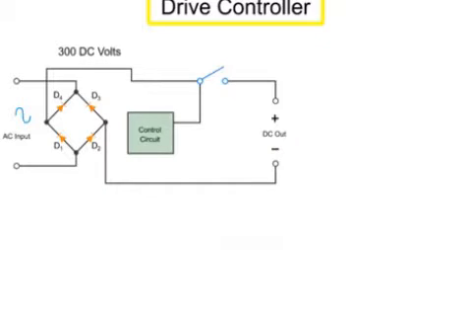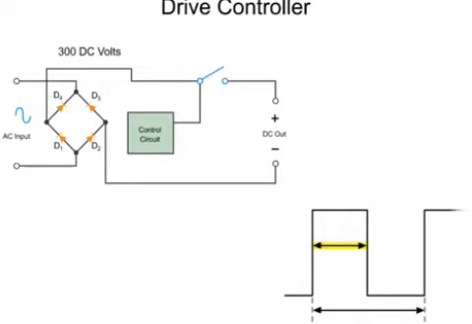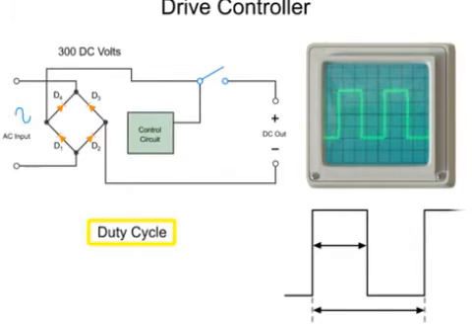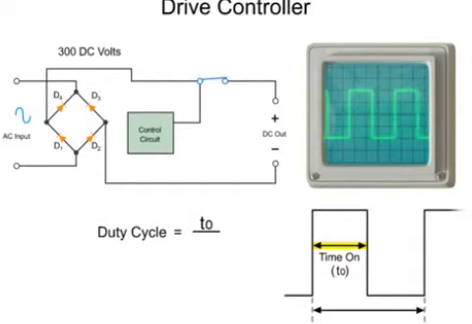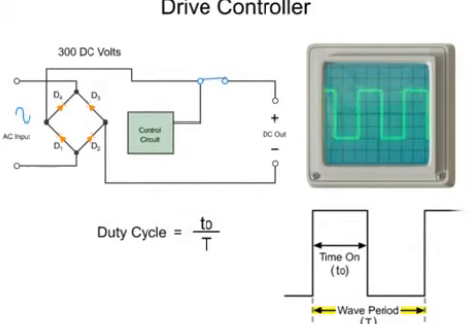The on and off cycling of the controller circuit produces a repeating 300-volt square wave with a fixed frequency and width, as illustrated by this typical output displayed on an oscilloscope. One of the parameters of a square wave is the duty cycle. This is derived by dividing the time on duration or width, t sub 0, by the duration of the wave period, t.